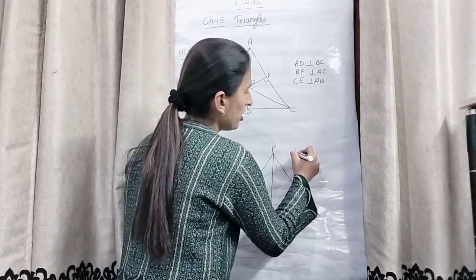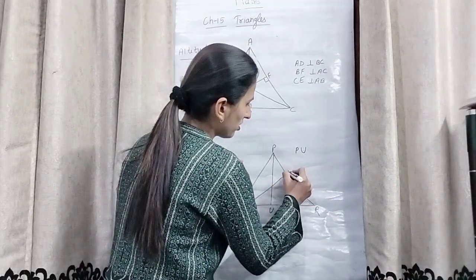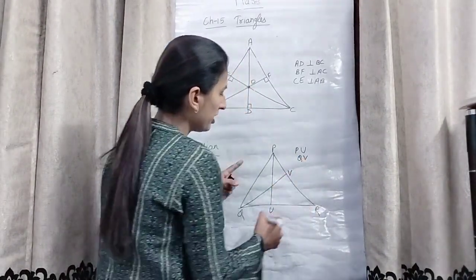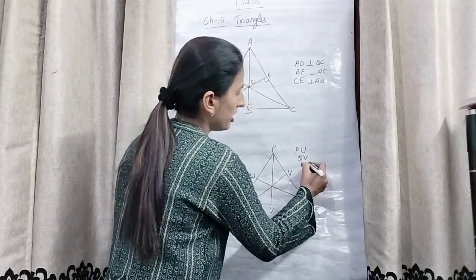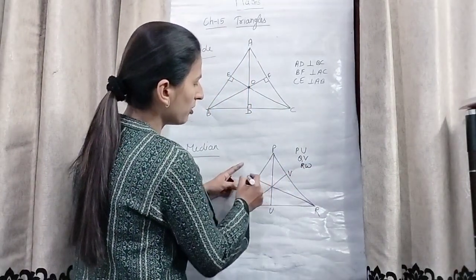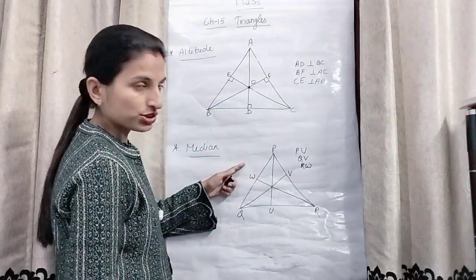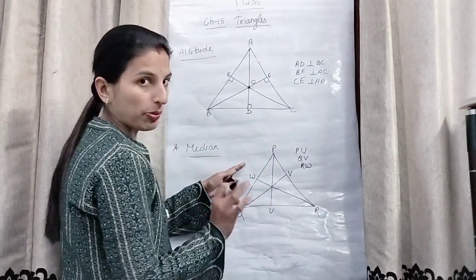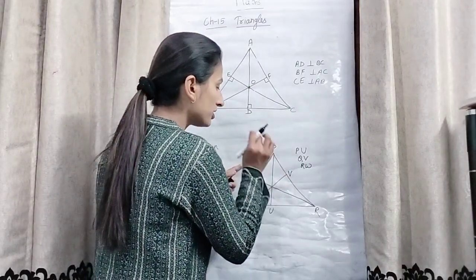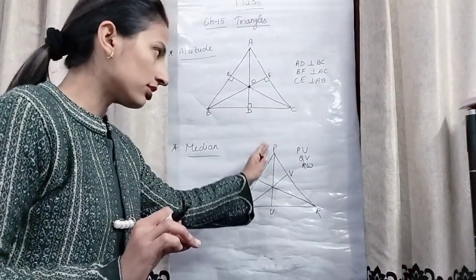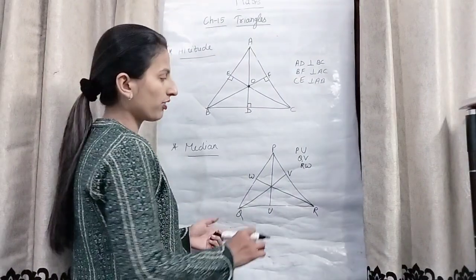So here PU is the median, QV is the median, and RW is the median, such that U, V, W are the midpoints of sides QR, PR and PQ respectively. Understood? These are not perpendicular. Medians are not perpendicular, though they may be perpendicular depending upon the given condition. But what is the main meaning of the median? It is the line which joins the vertex and the midpoint of the opposite side of the triangle.